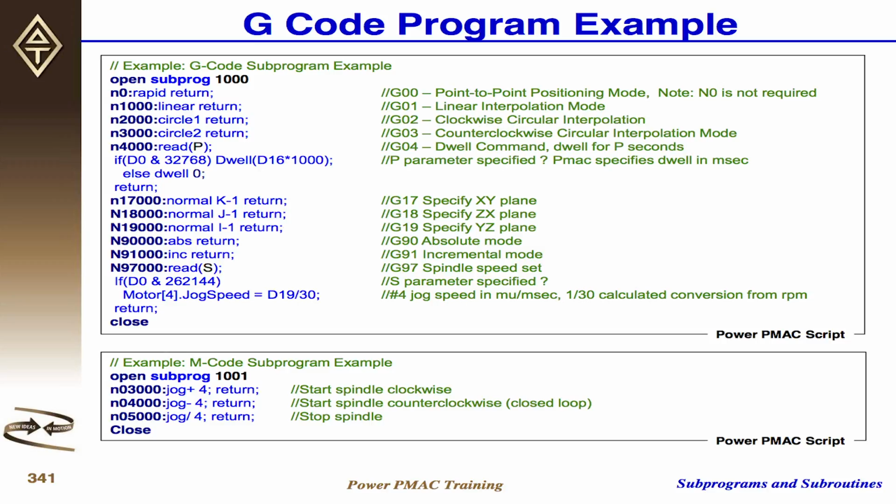G02 is the clockwise circular interpolation. So you need to use the circle command in Power PMac. So you go to line number 2000, N2000 colon circle 1 return. G03 means counterclockwise circular interpolation mode in the standard G codes. So then you go to line number 3000, and at 3000 colon, issue the circle 2 command in Power PMac, and then return to the calling program.